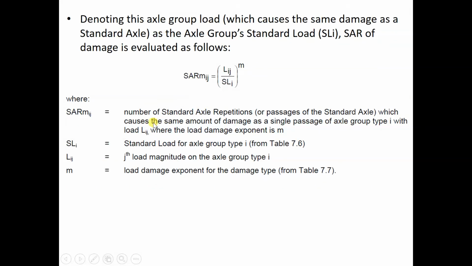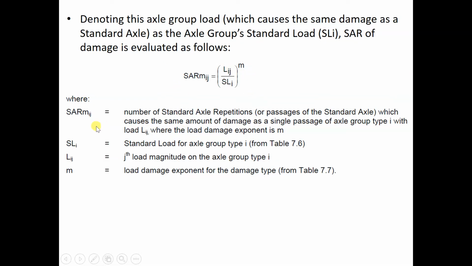So the SAR is the number of standard axle repetitions denoting this axle group load which causes the same damage as a standard axle. The axle group is equivalent to, and is calculated as below, the standard axle group. This one is for the design, the design standard axle repetition. So this is the design one.